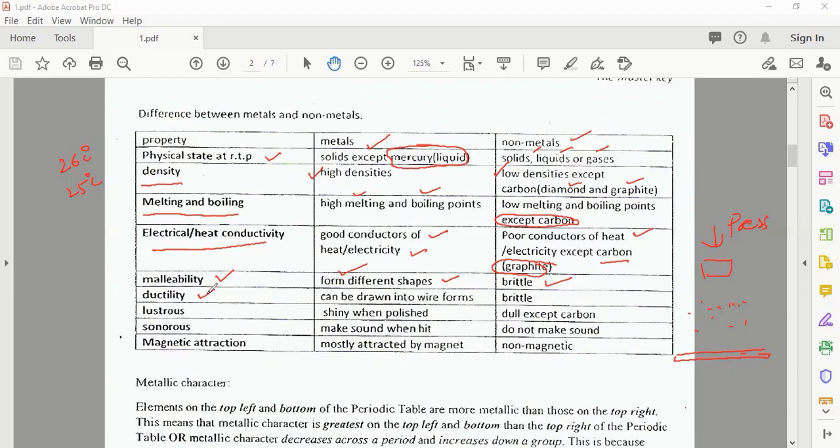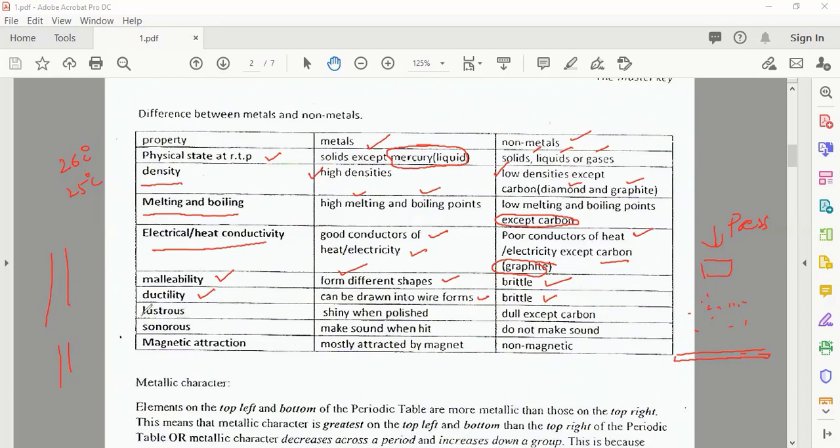Ductility. Ductility means something can be converted into wires. Metals can be converted into wire. Wire means like electricity wires. But again, non-metals, if you want to convert them into wires, they will break down.